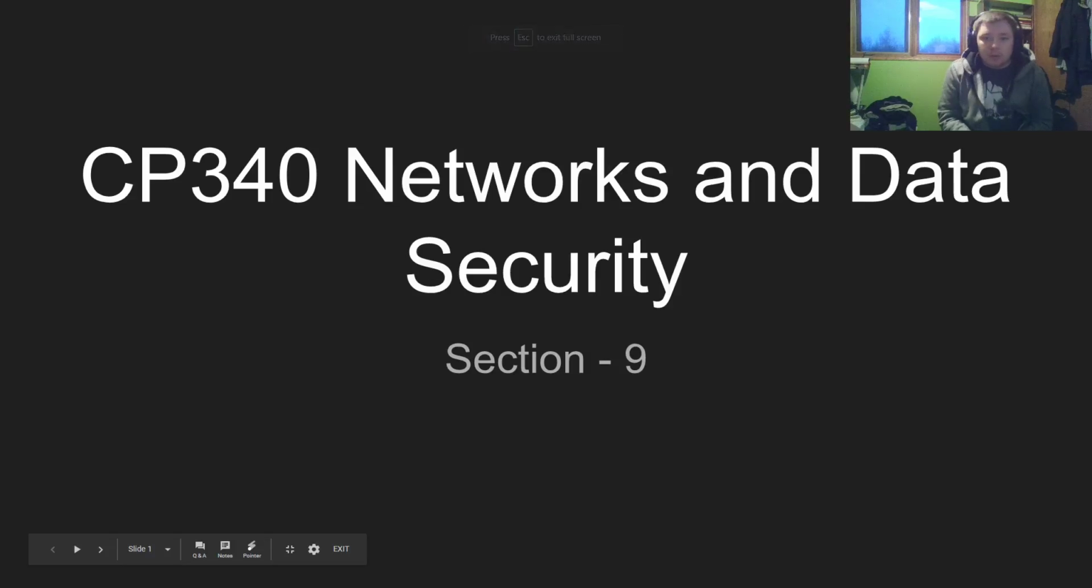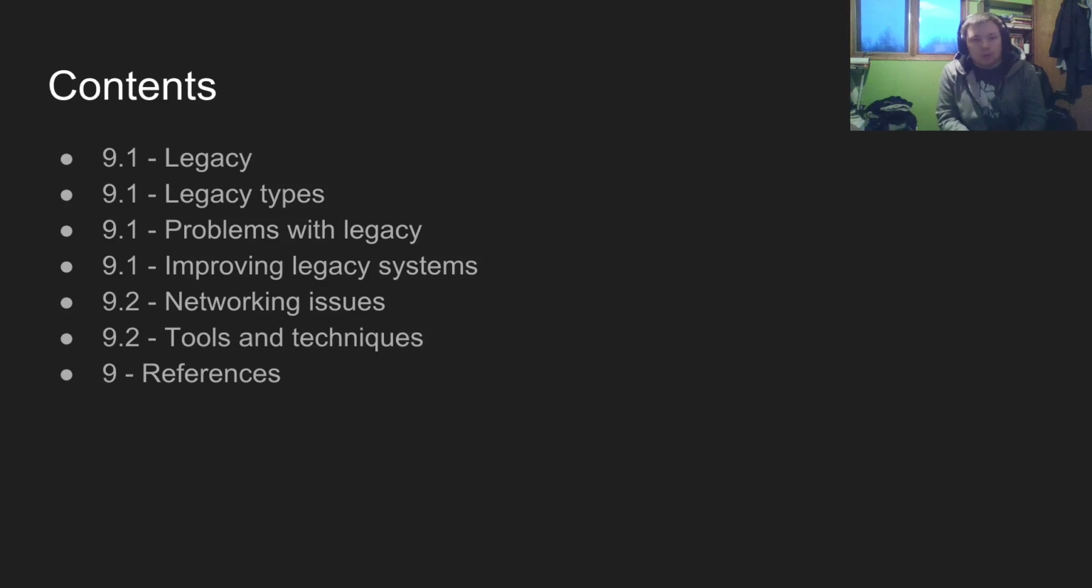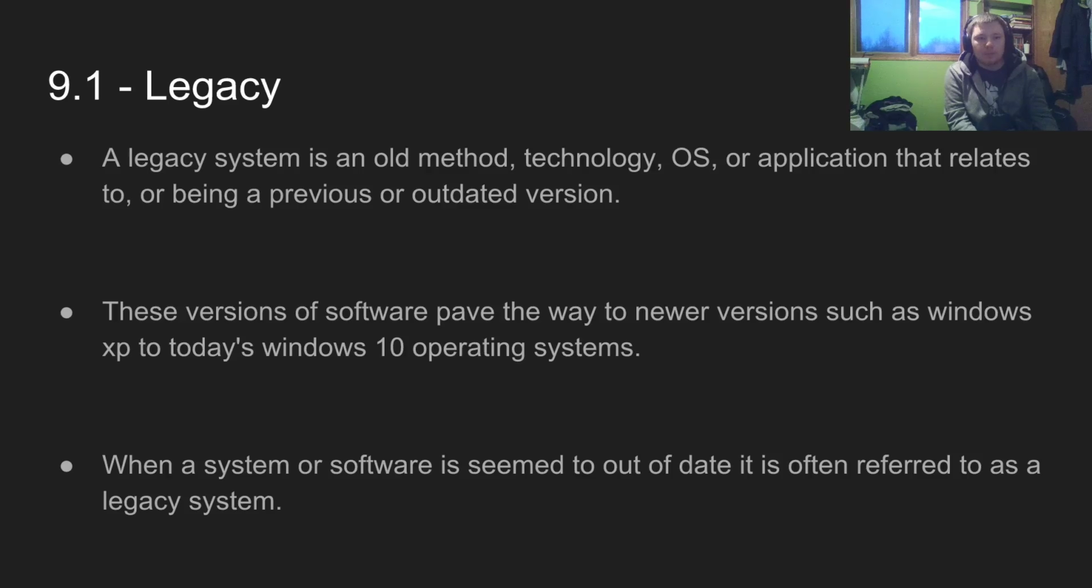CP340 Networks and Data Security, Section 9. Contents: Legacy, Legacy Types, Problems with Legacy, Improving Legacy Systems, Networking Issues, and Tools and Techniques, and then references.